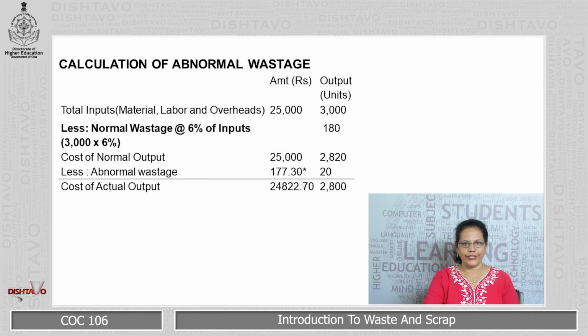Less the abnormal wastage is 177.30 and the output in units 20 is given in the problem. The cost of actual output would be 24,822.70 and the output in units what we get is 2,800.